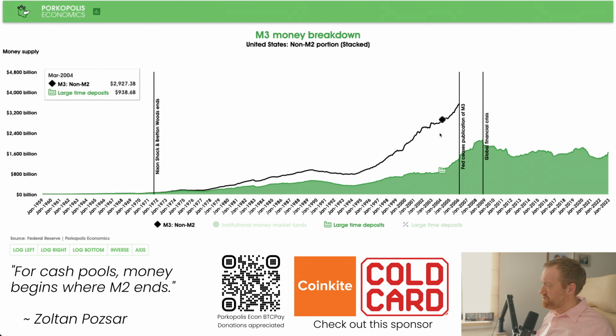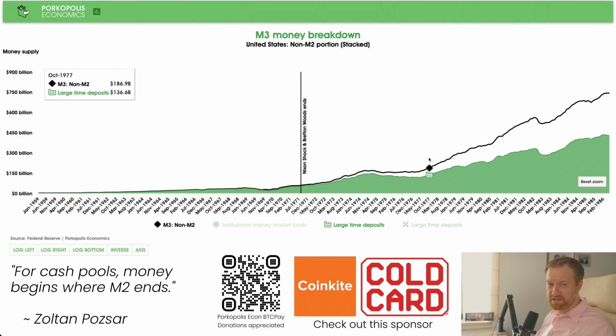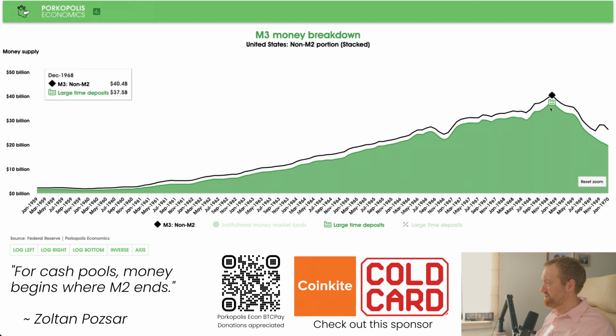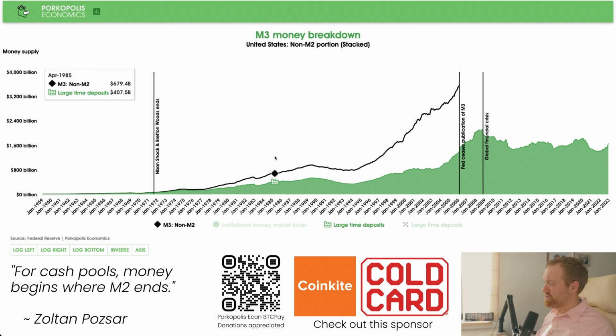So even without understanding anything else, you can see that the large time deposit portion, especially if I zoom in here, is huge. It's the biggest component of non-M2, M3 money. In the 60s, this is clearly the vast majority in the early times of calculating these money supplies. M3 non-M2 money is largely the large time deposit. Basically the corporate, non-retail, non-private person time deposit.